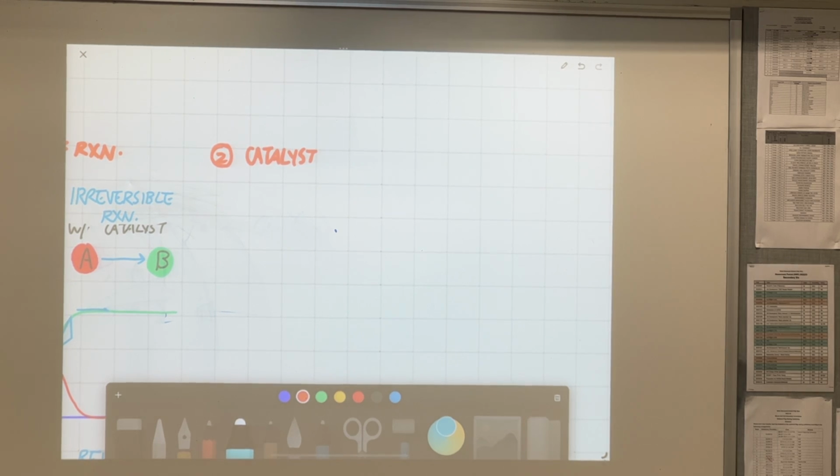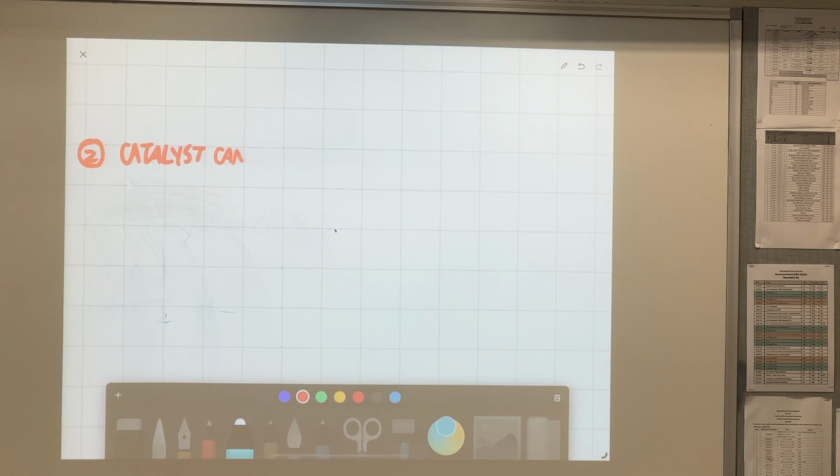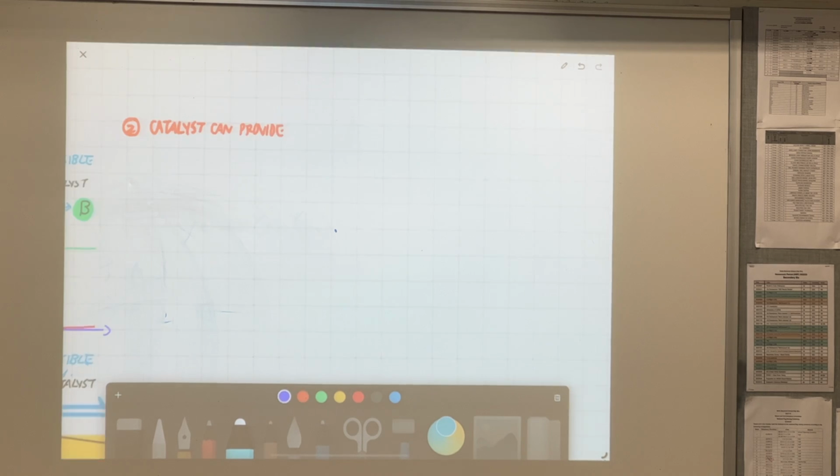Energy and reaction coordinate. Okay, so a catalyst can provide an alternative pathway. You don't have to copy this heading, I'm just putting it down for you. But what you need to draw now is, use the space wisely.